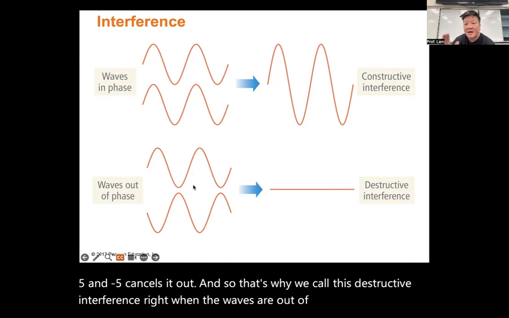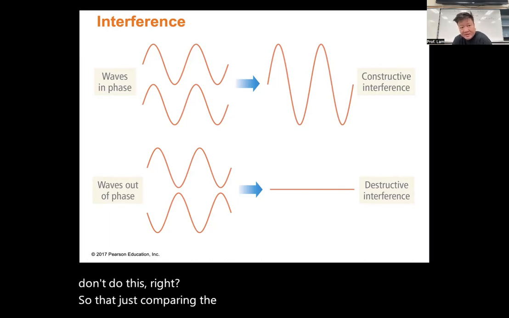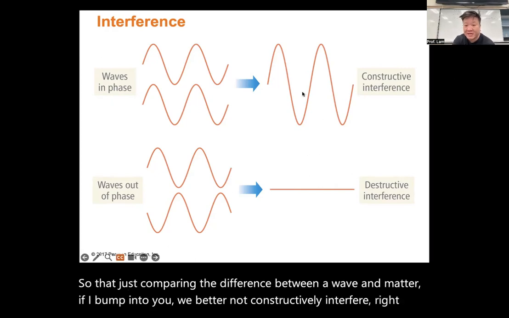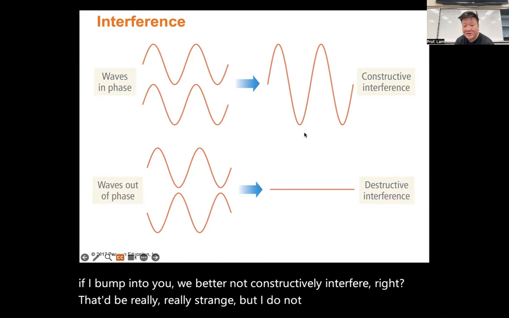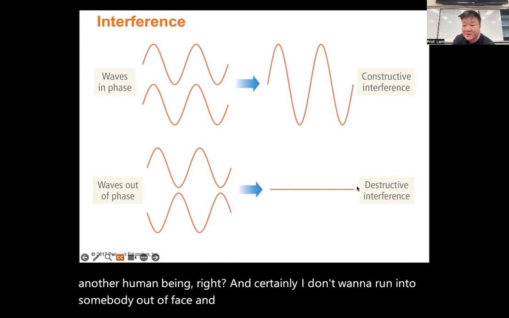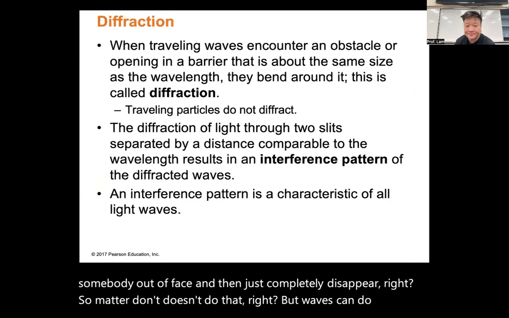Okay. Now, matter doesn't do this, right? So that's just comparing the difference between a wave and matter. Like if I bump into you, we better not constructively interfere, right? That'd be really, really strange. I do not want to morph with another human being, right? And certainly I don't want to run into somebody out of phase and then just completely disappear, right? So matter doesn't do that, right? But waves can do interference.